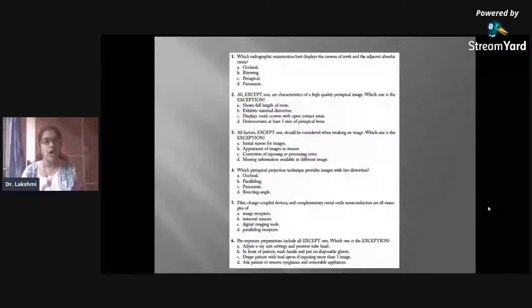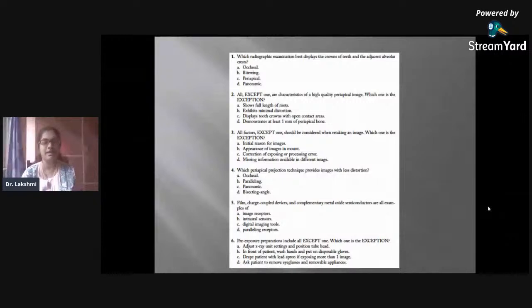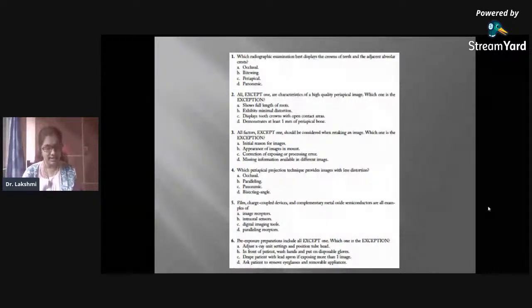Second question: all except one are characteristics of a high quality periapical image. Which one is the exception? The exception is D: demonstrates at least 1 mm of periapical bone? No. So for the second one, the option is D. Third one: all factors except one should be considered when retaking an image.